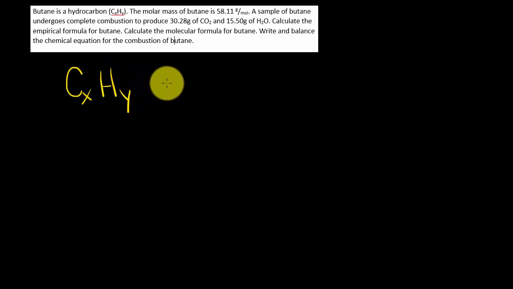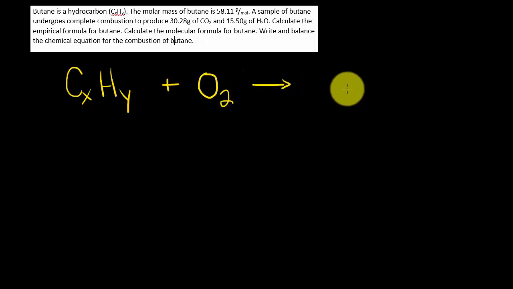A combustion reaction is when we have a hydrocarbon, CxHy. The X and the Y here mean we don't know what X and Y are, but through this process we're going to try to figure out what X and Y are. So it's a hydrocarbon, and since it's combustion, it is plus oxygen gas, and the two products are CO2 and water, H2O. Carbon dioxide and water.